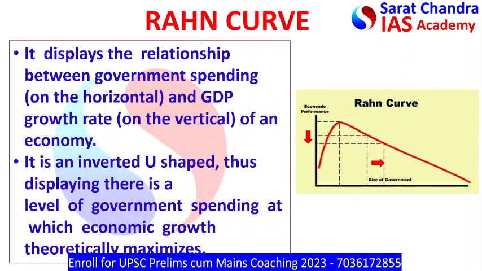Next one is Rahn curve. It displays the relation between government spending and GDP growth rate of the economy. It is inverted U-shaped, thus displaying there is a level of government spending at which economic growth theoretically maximizes. So on the x-axis you can see size of the government, and on the y-axis you can see economic performance.